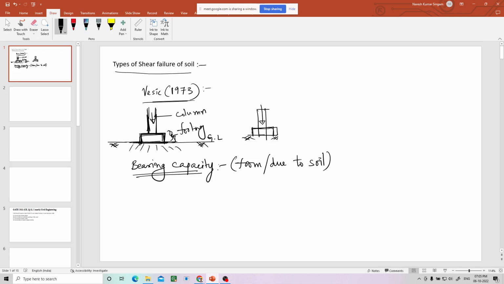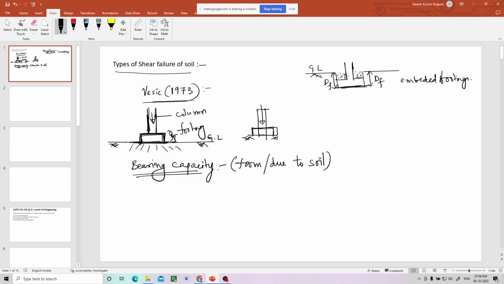Other footings are called embedded footings. Suppose this is the ground level. People excavate some soil, then construct the footing, and the column starts from that. This is called the depth of the foundation, from the ground surface up to the bottom of the footing. So this one is the depth of footing. The soil is then filled again after construction. So these are called embedded footings.